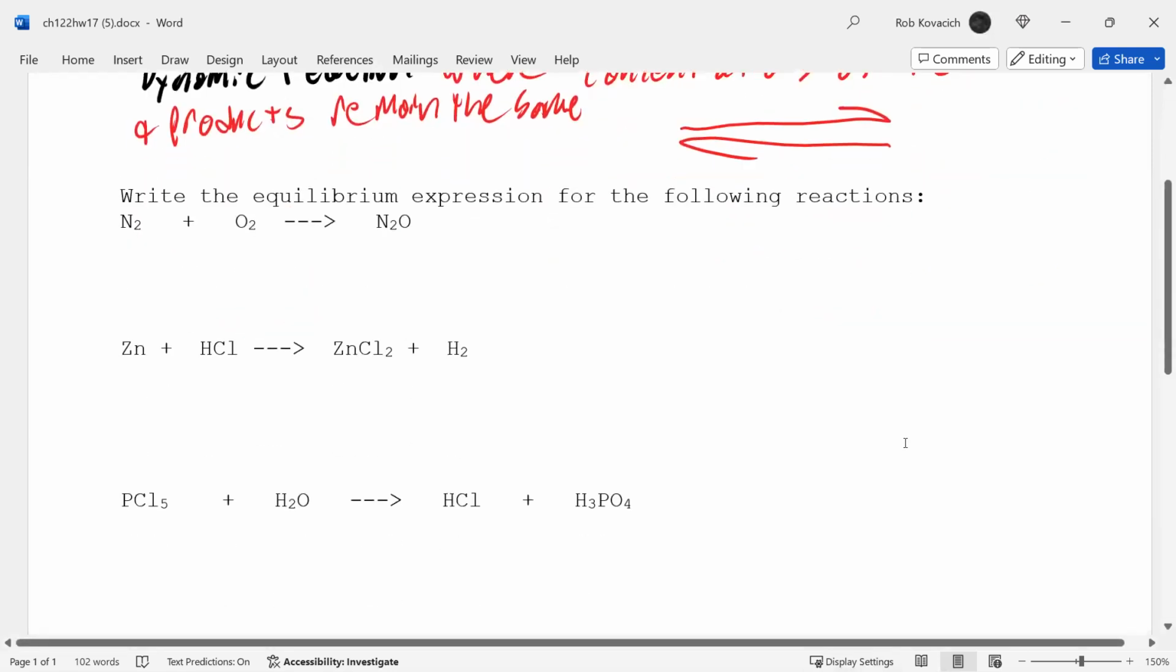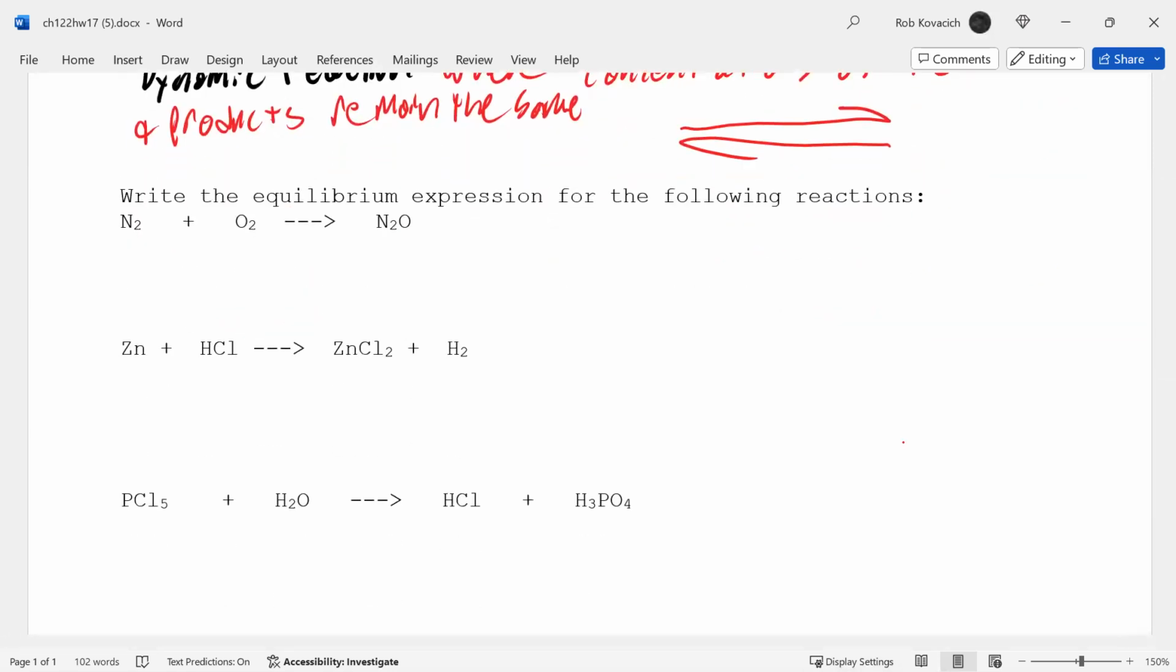And so there's some equilibrium equations. I'm going to need a 2 here and a 2 here to balance out the oxygens. And so then we end up with K is equal to dinitrogen monoxide squared divided by the nitrogen gas squared, oxygen to the first.